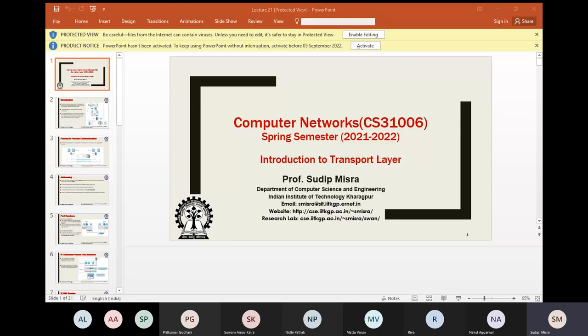So you see that whenever we are talking about two hosts, host A and host B, these two hosts are somehow connected, either directly or indirectly, that means through intermediate nodes. Now, how does the communication happen? It happens via these different layers, right?